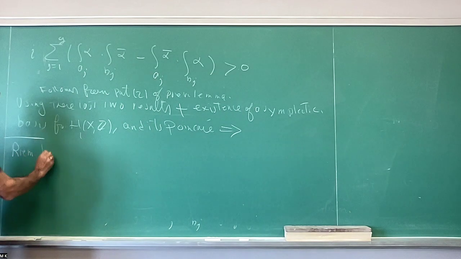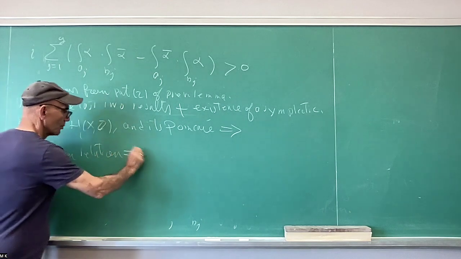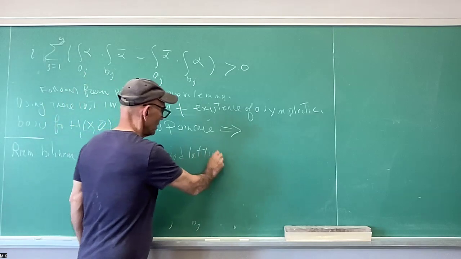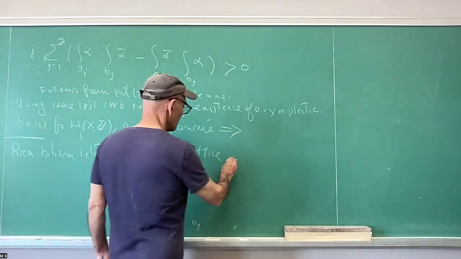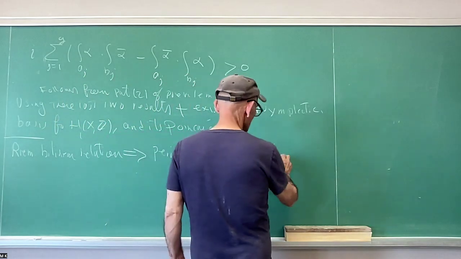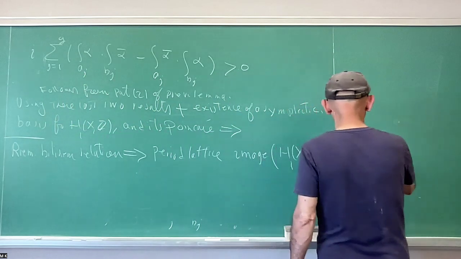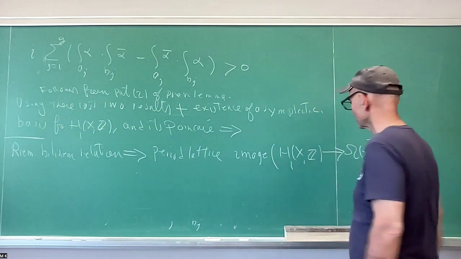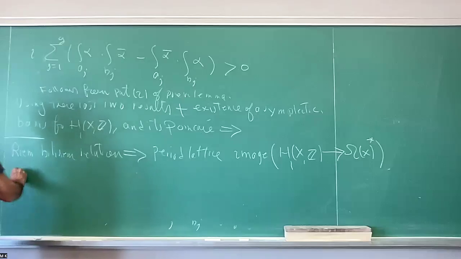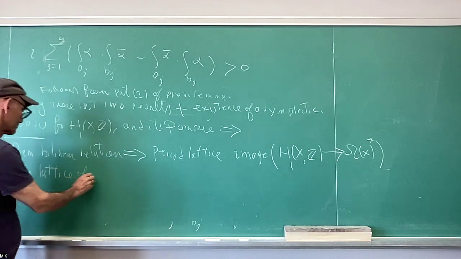Riemann bilinear relations imply that the period lattice, which, you remember, was the image of the period pairing map, which goes from H1 of X, Z to omega X star, in this space, this image is a lattice of rank 2g.